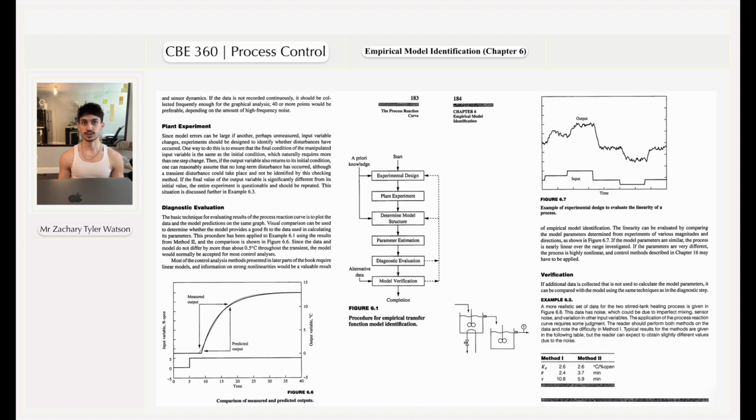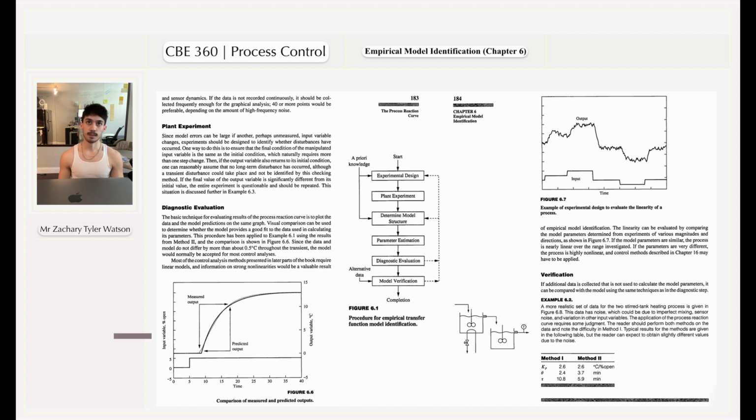This procedure has been applied in example 6.1 using the results from method 2, and the comparison is shown in figure 6.6. Since the data and the model do not differ by more than about 0.5 degrees Celsius throughout the transient, the model would normally be accepted for most control analysis. Most of the control analysis methods presented in the later parts of the book require linear models, and information on strong nonlinearities would be a valuable result.